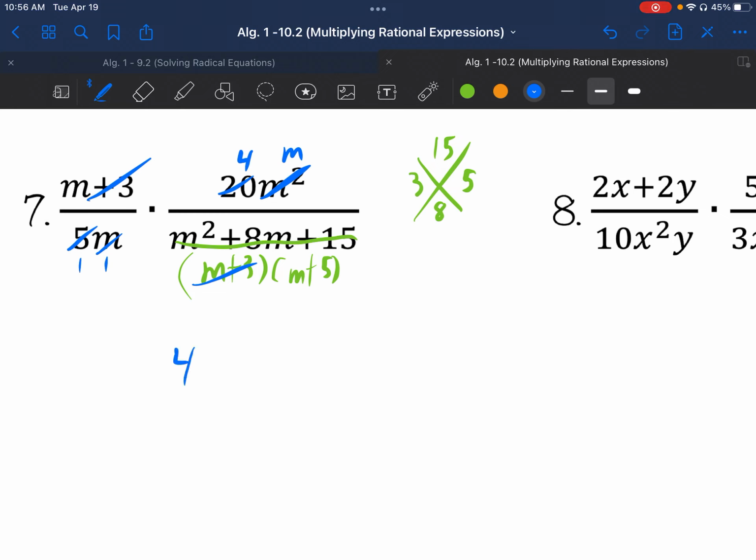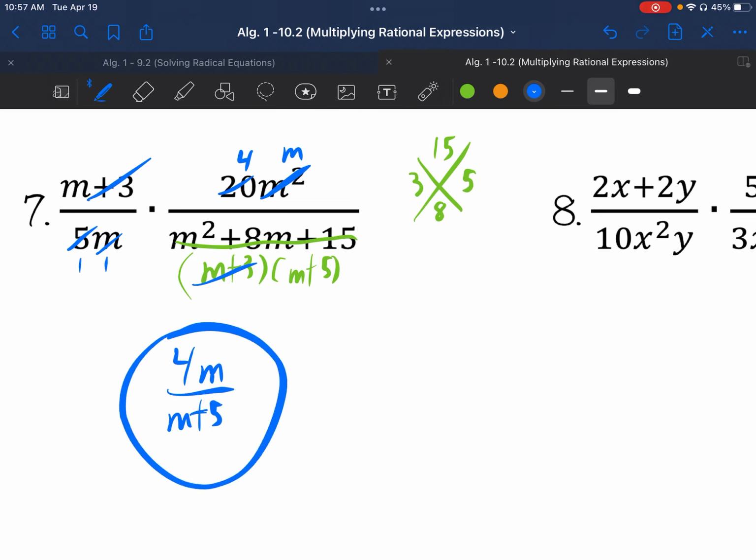Meaning on the top, we're left with 4m, and the bottom, the only thing we're left with is m plus 5 times a bunch of 1's. So we end up with 4m over m plus 5. And reminder, we cannot reduce the m and the m there because 1's part of addition, not multiplication.